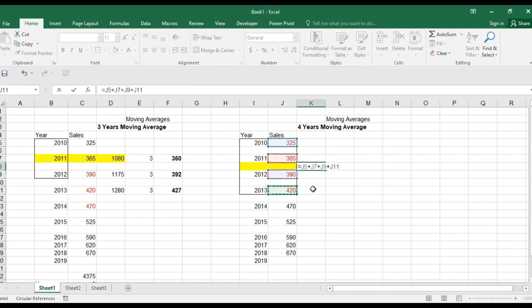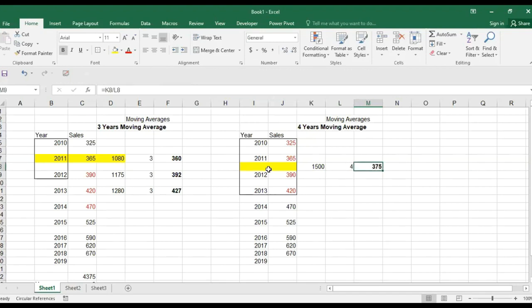The number comes to 1500, and I put it like 4 years, because we are doing a 4-year moving average. Divided by 4, it makes 375. Now, this 375 does not lie in front of any year. It is not in front of 2011, and it is not in front of 2012. That is one issue. We will solve this issue, but let's do one more average.